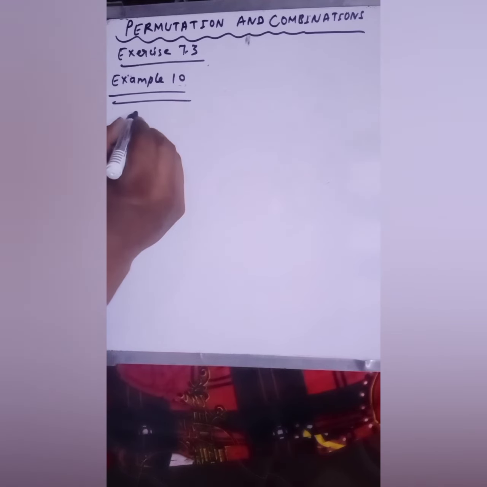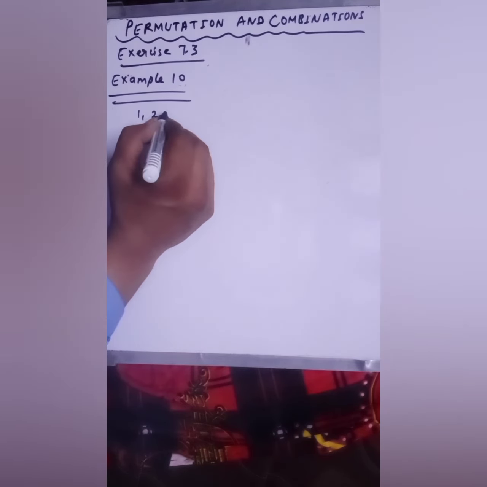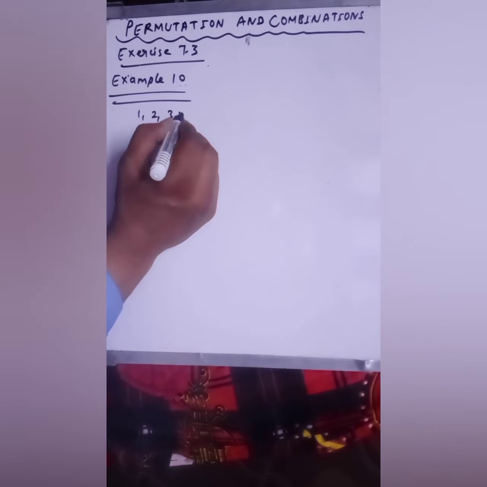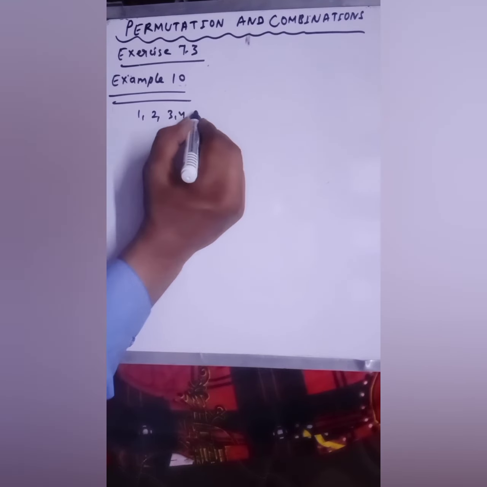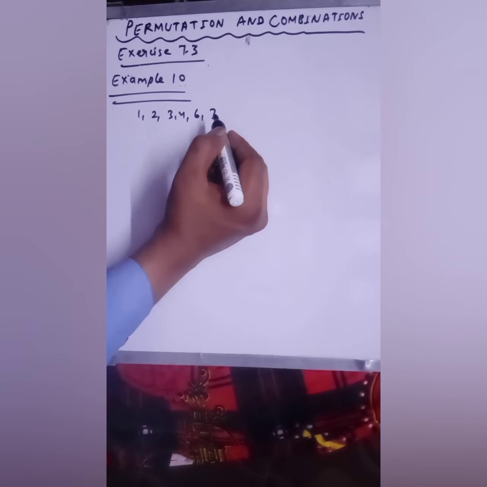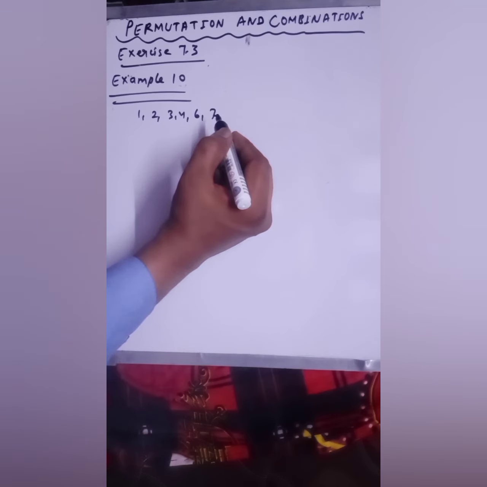In question number 3, the question is how many 3-digit even numbers can be formed from the digits 1, 2, 3, 4, 6 and 7. These digits are given to us, and we have to make a 3-digit even number. Correct, children?